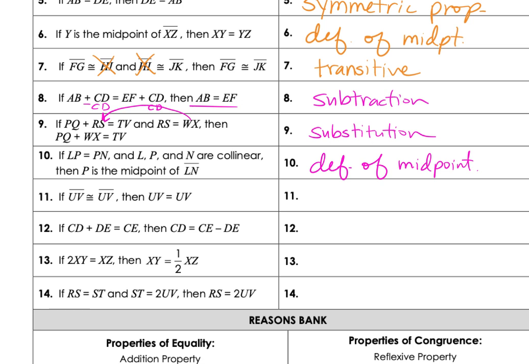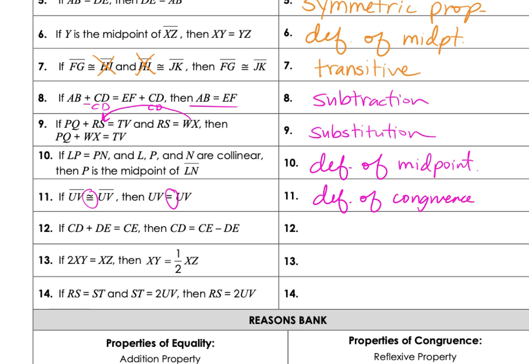Number 11. Here's your clue on this. If one has congruence and one has equality, but everything about them is the same, that's the definition of congruence every time. So it can go from equality to congruence, or it can go from congruence to equality. We say definition of congruence.